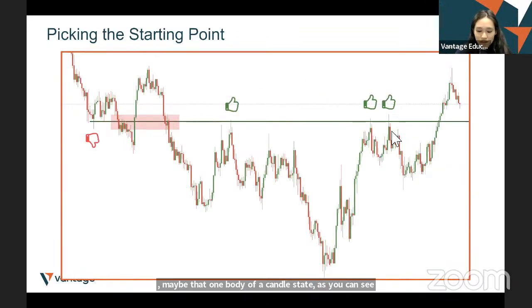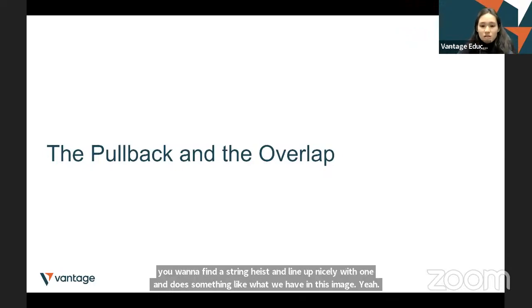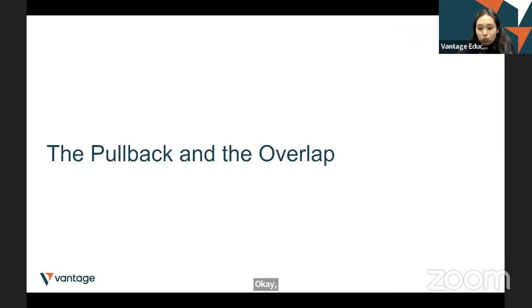Okay, here's another example. You can take note of the red highlighted area. We want to avoid intersecting so many candlesticks. As I mentioned earlier, we want a clean cut. You can also take note of the three green thumbs. So you want to find the swing highs that line up nicely with one another, something like what we have in this image here. Okay, so now let's take a look at the pullback and the overlap.